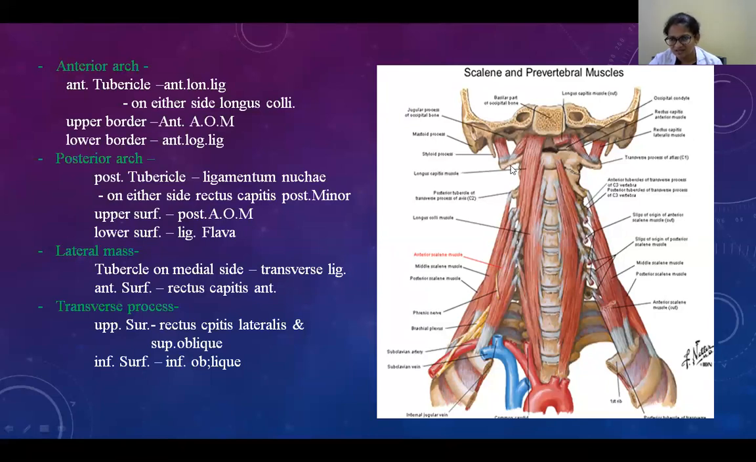Whereas the inferior surface of the transverse process gives attachment to the inferior oblique muscle. The inferior oblique muscle is attached to the inferior surface of the transverse process of the first cervical vertebra. These are the attachments for the atlas.